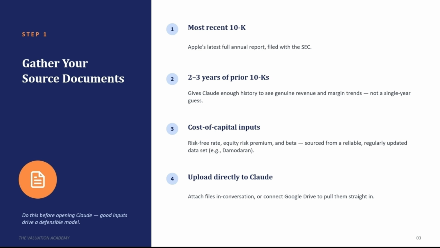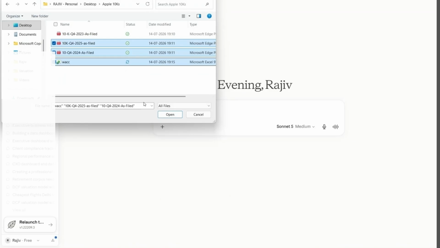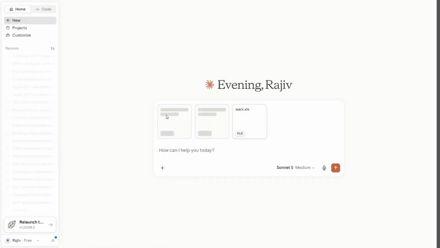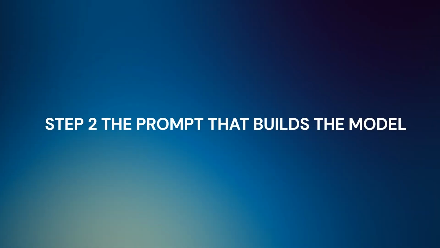Upload these directly into your Claude conversation, or if you are on Claude with Google Drive connected, you can pull them straight from there. Let me go to Claude and upload 2 years of 10Ks and Professor Damodaran's WACC calculation input file. Having 2 to 3 years of filings matters a lot. It gives Claude enough historical patterns to build a defensible forecast instead of guessing from a single data point.